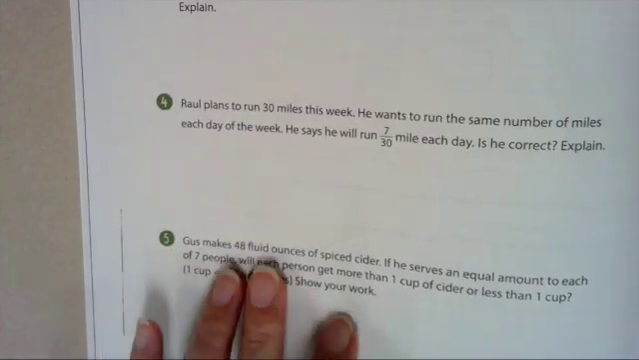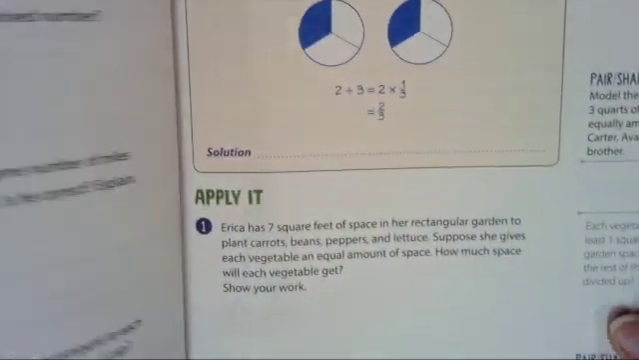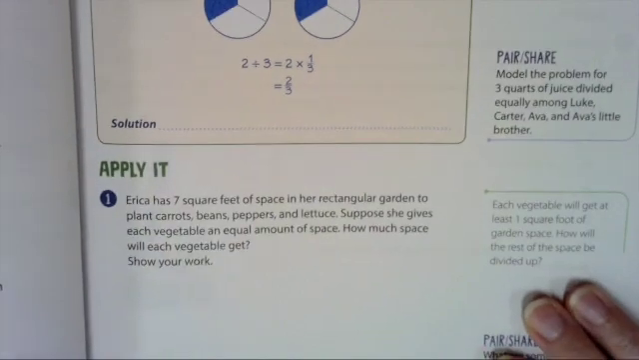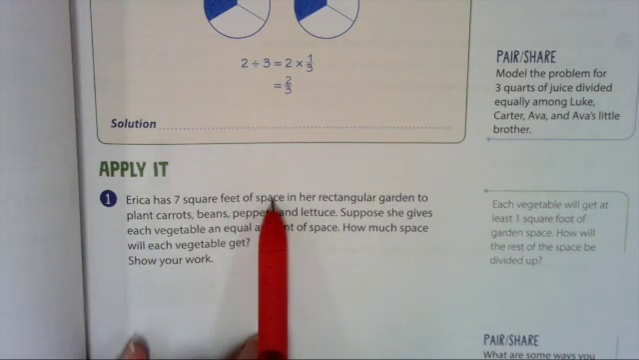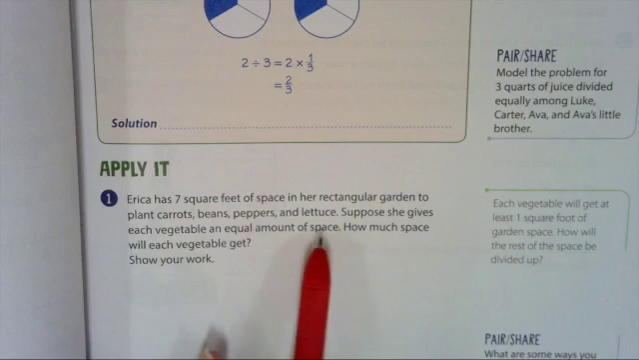Moving on to page 385. Erica has 7 square feet of space in her rectangular garden to plant carrots, beans, peppers, and lettuce. Suppose she gives each vegetable an equal amount of space. How much space will each vegetable get? Show your work.